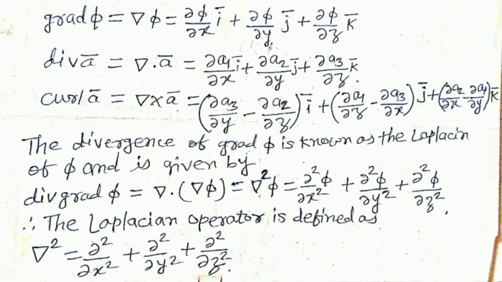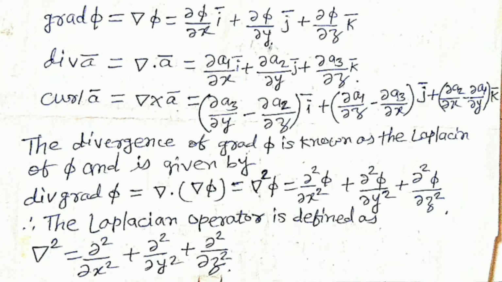We define the gradient of phi, that is, del phi, equal to ∂φ/∂x i bar plus ∂φ/∂y j bar plus ∂φ/∂z k bar. Now, what is the divergence of a bar? Divergence of a bar is del dot a bar, equal to ∂a1/∂x i bar plus ∂a2/∂y j bar plus ∂a3/∂z k bar.